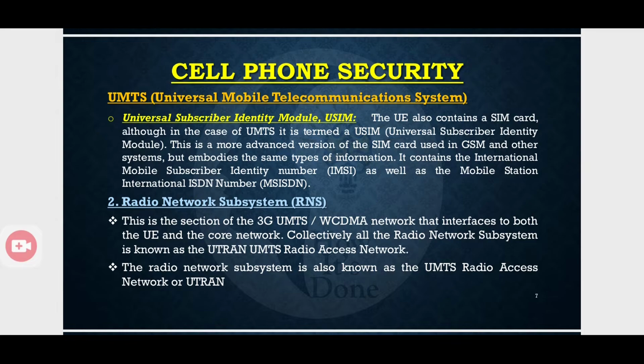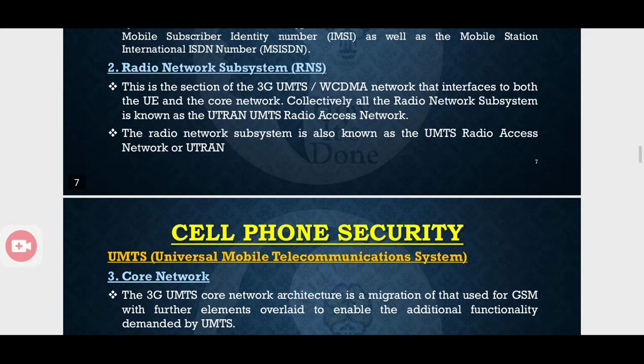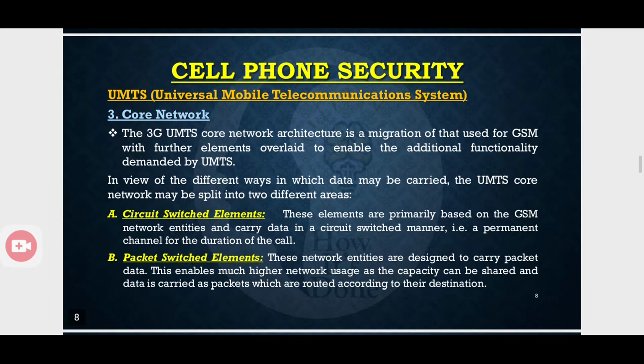And the next component of the UMTS is Radio Network Subsystem. Already we had said that in GSM we termed it as BSS, base station. But in the case of UMTS, it is termed as Radio Network Subsystem. It is also known as UMTS Radio Access Network, or UTRAN. And the third main component is core network. We had already studied and discussed that they are the central processing area of UMTS. And they have a number of components.